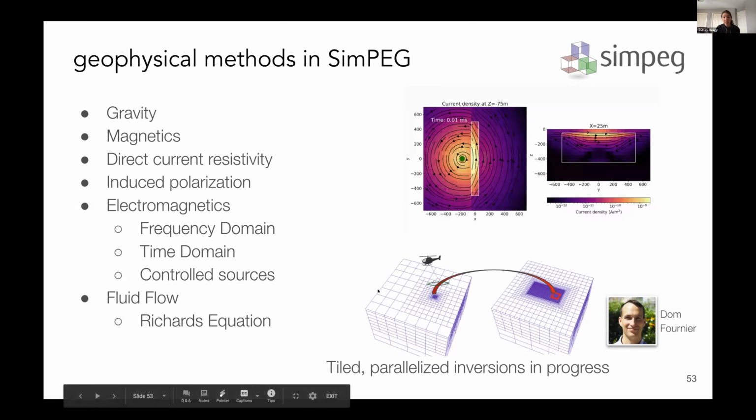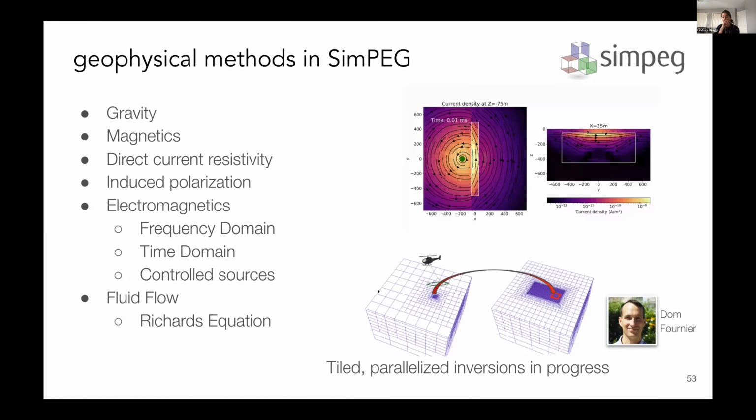I also want to highlight some of the work that's ongoing in terms of efficiency, and Dom has really led some of the charge with getting sort of tiled inversions up and running. And so if we want to parallelize a 3D problem and solve sort of subdomains of a given problem and map that back to a larger mesh, that's in progress. And so that's something you can look forward to if you're interested in running larger 3D inversions.